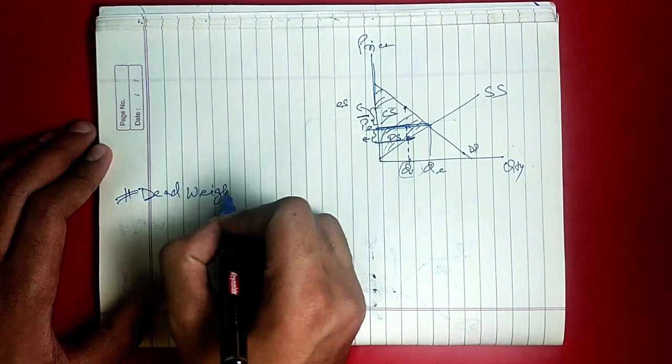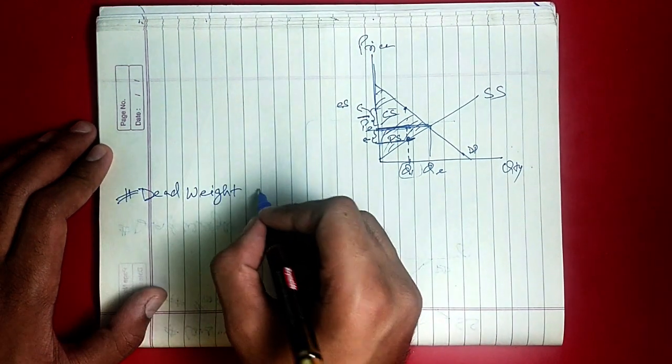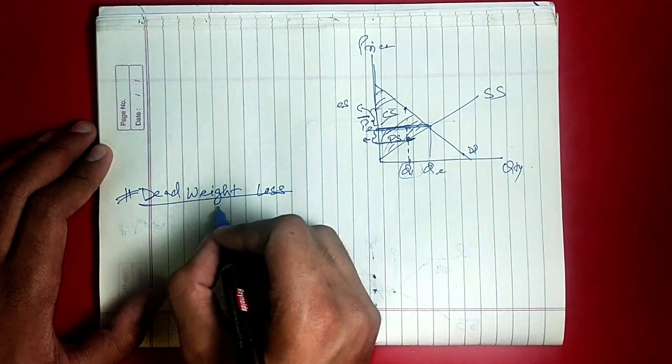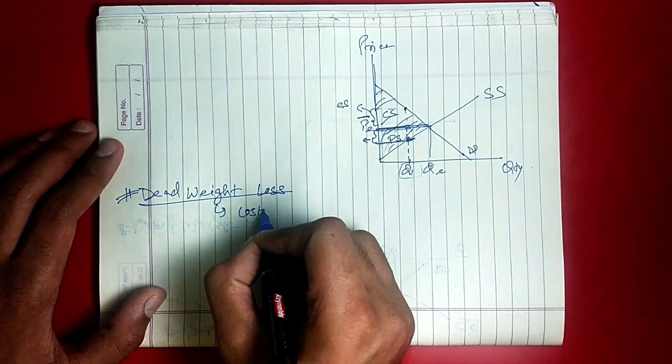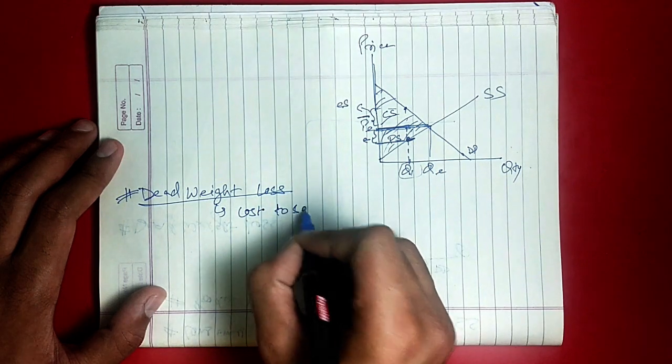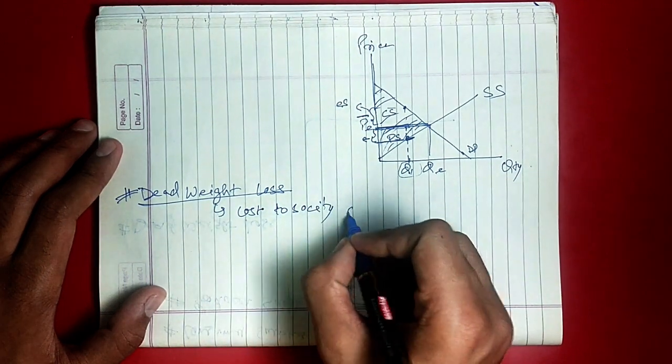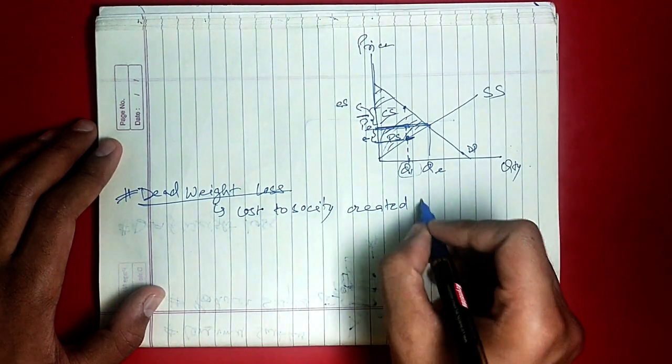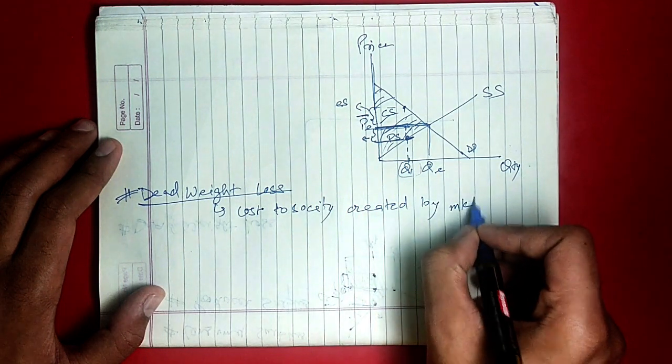Now I will explain this also through the diagram. You can write in short: cost to society created by market inefficiency.